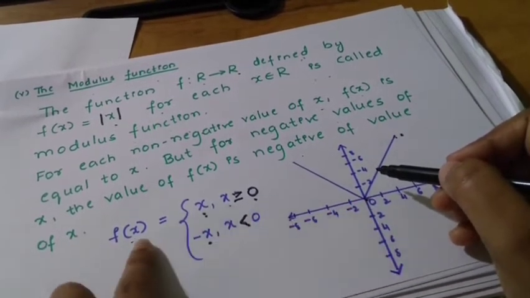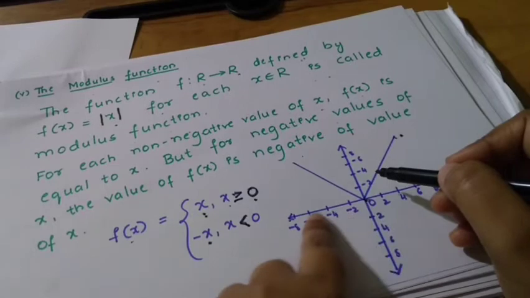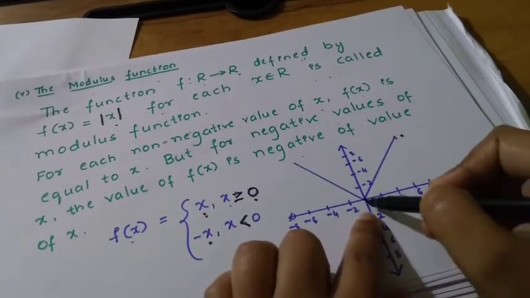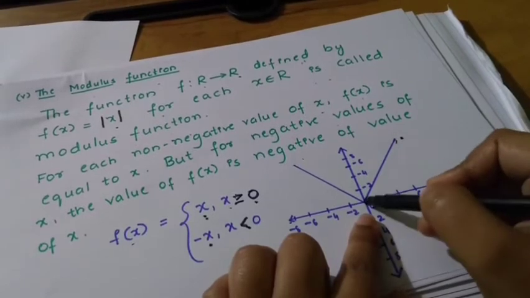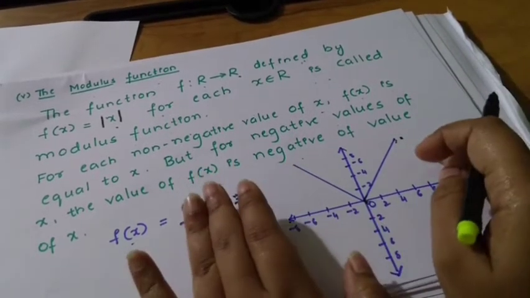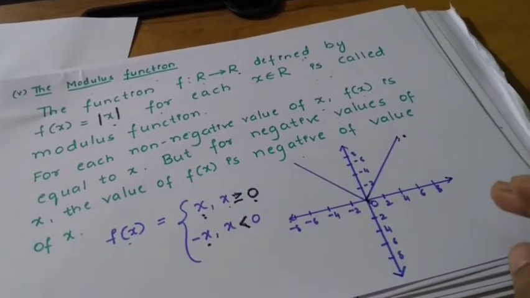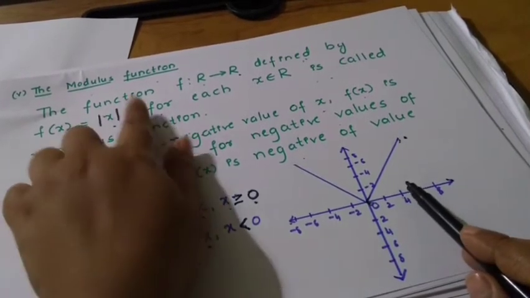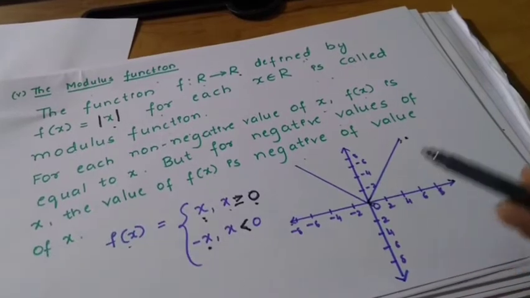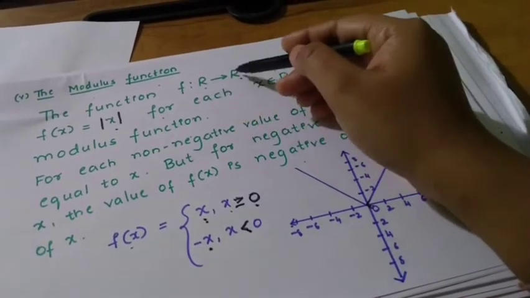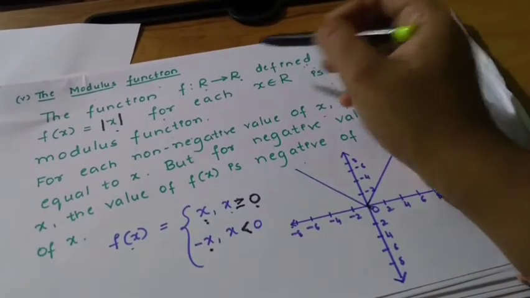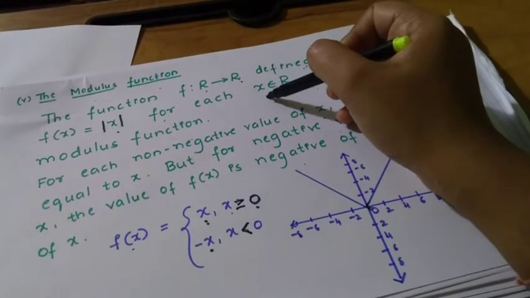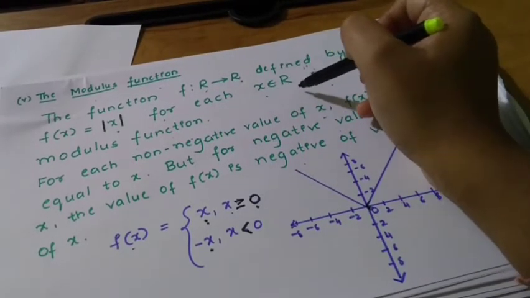Okay, so where x values are negative, f of x comes like this. Where x values are positive, you are getting it here. So this is the graph of the modulus function. When they ask you to write about the modulus function, the first thing you have to write is: f is defined from real numbers to real numbers given by f of x is equal to modulus of x, for each x belongs to R.